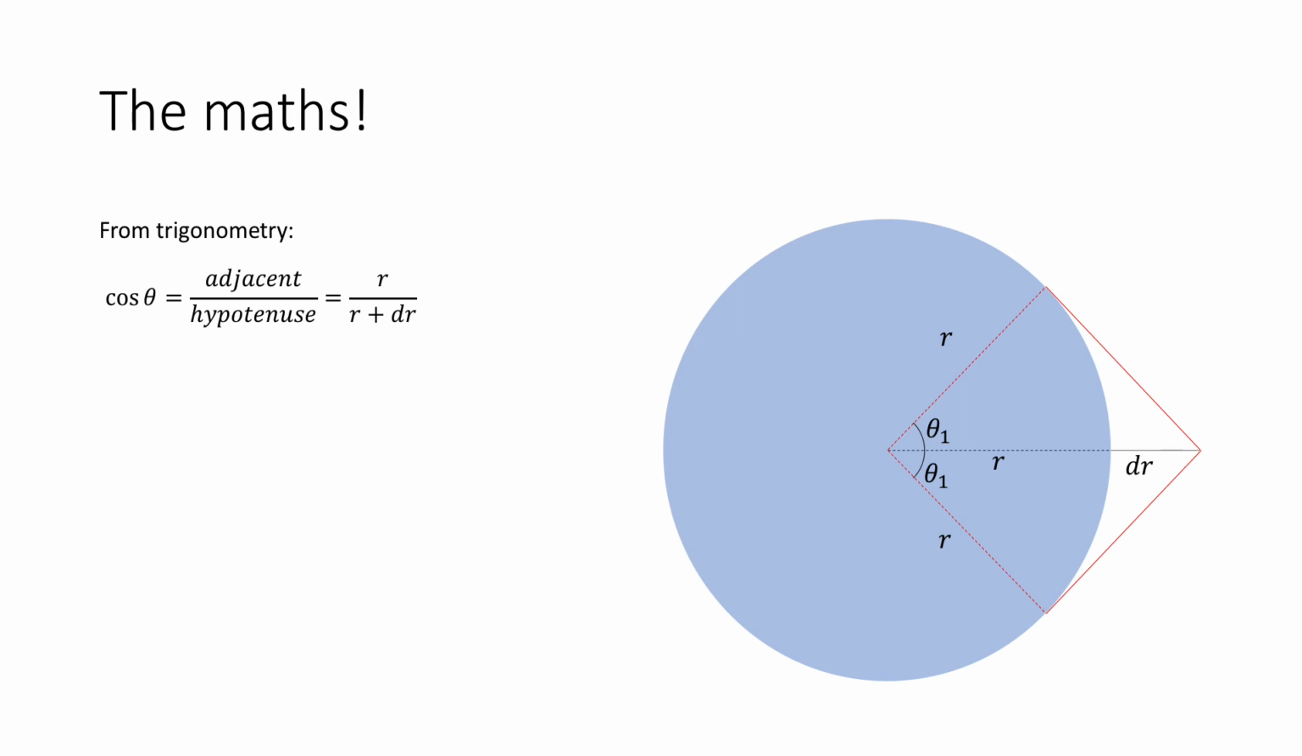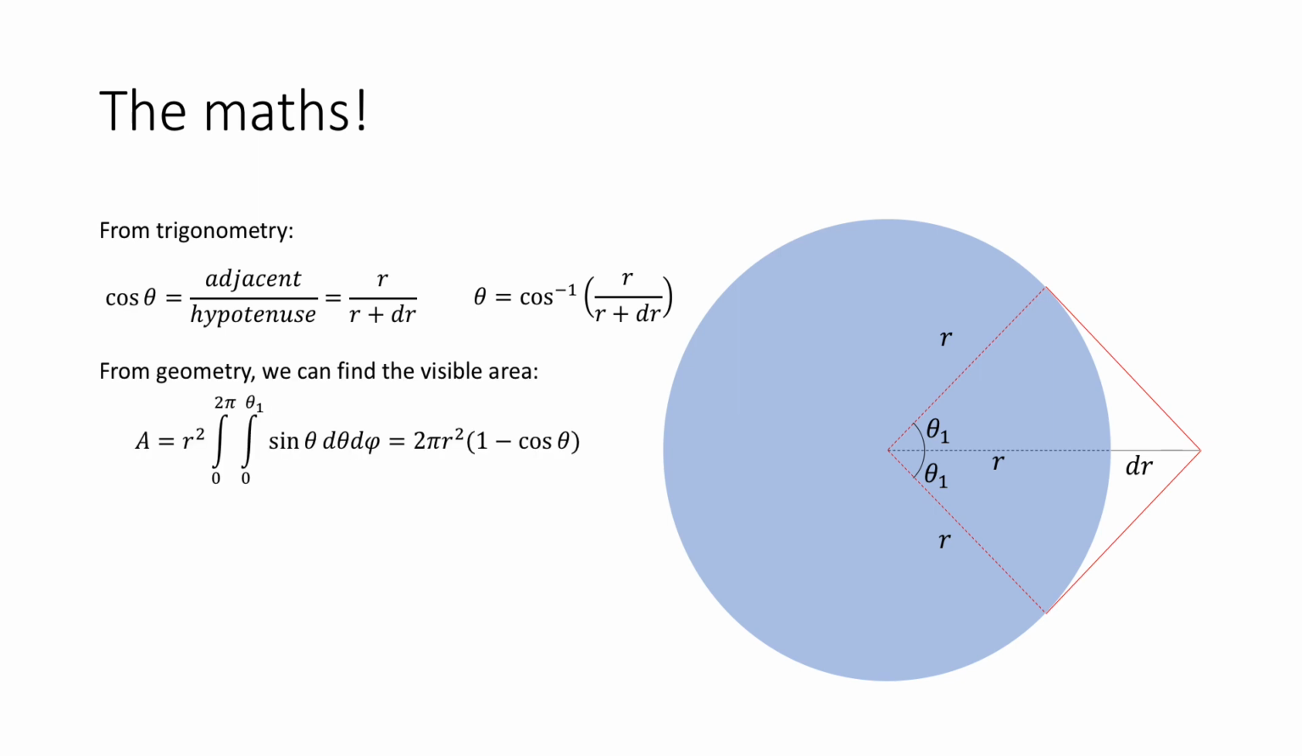Now from trigonometry, we know that the cosine of an angle is equal to the adjacent over the hypotenuse, or in this case, that's r over r plus dr. We can also rearrange this a little bit to find the answer for the angle. And from geometry, we can also find the visible area using this expression here. Now, this is quite easy to derive if you know calculus, but it is basically the surface area of a cap of a sphere.